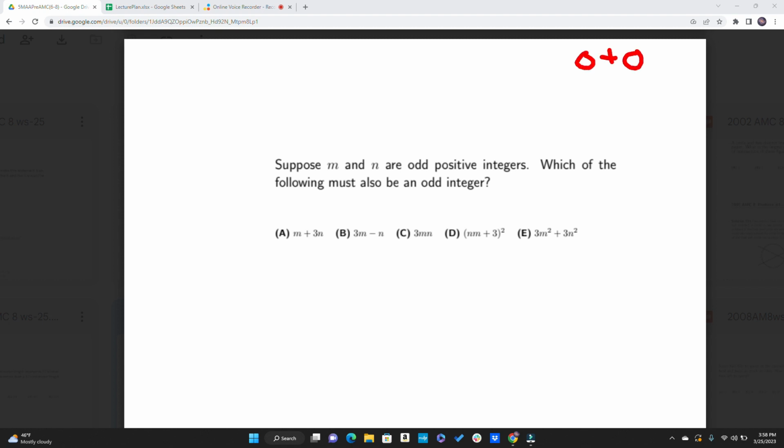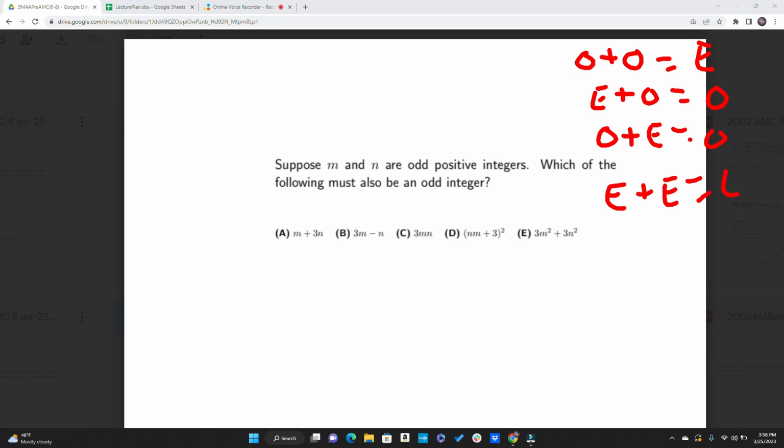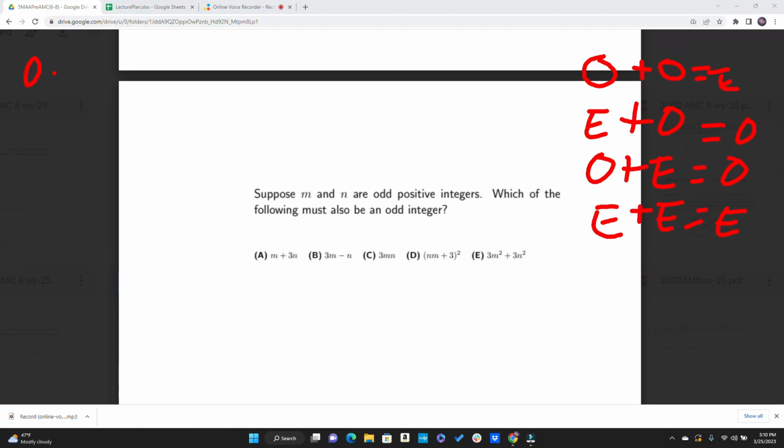We've got odd plus odd equals even. Even plus odd is odd. Odd plus even is odd. And even plus even is even. Okay, and then for multiplication, odd times odd is odd. Odd times even is even. Even times odd is even, and even times even is even. All right, let's work that out with our question.